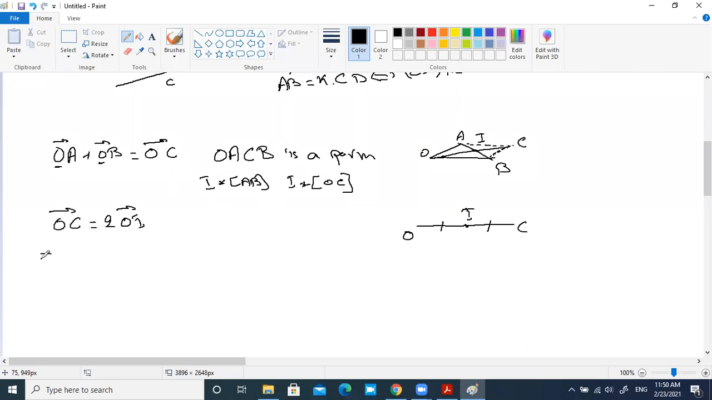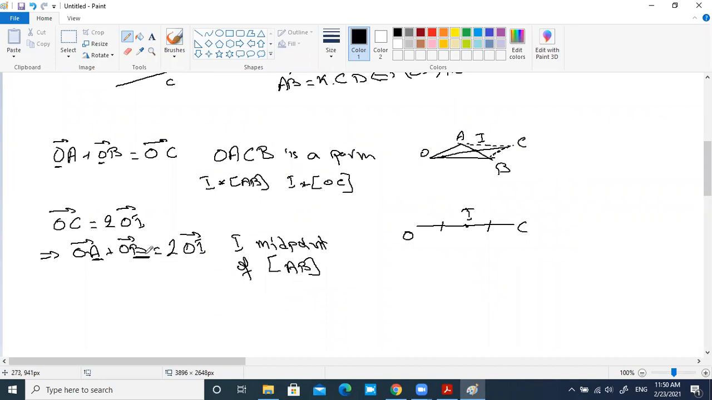This means that OA plus OB is equal to 2 OI, where I, what is I? Maybe you are not used to it. I is the midpoint of what? Midpoint of AB. So OA plus OB is equal to 2 OI, where I is the midpoint of segment AB.